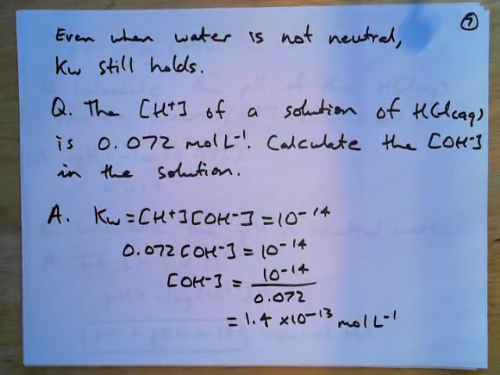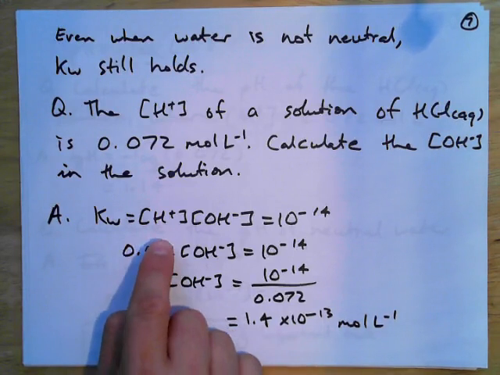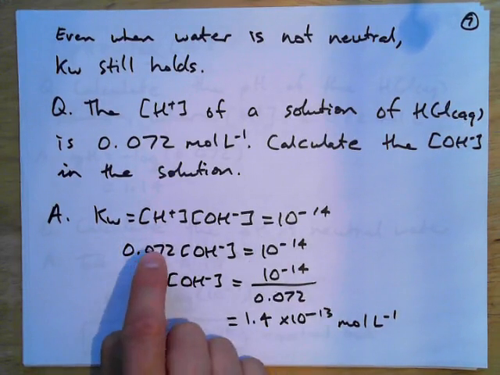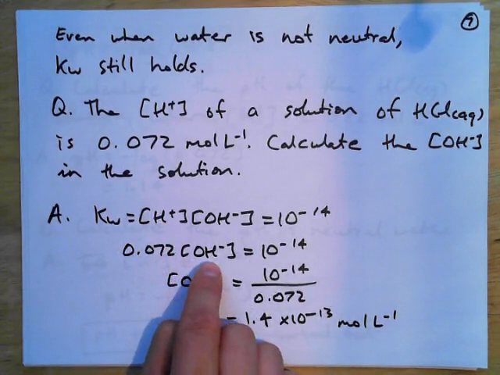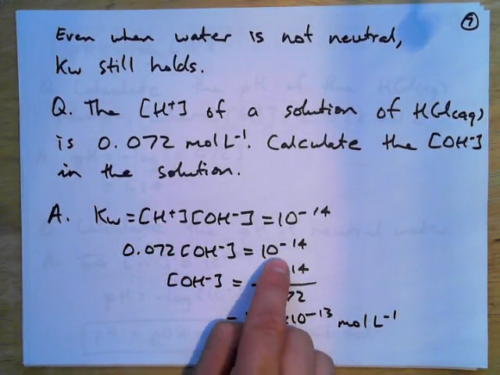Question: the H plus concentration of a solution of HCl aqueous is 0.072 moles per litre. Calculate the OH minus concentration in the solution. So again, we write out a Kw like this. Now I can put in the concentration of H plus, which is 0.072, and I've got my hydroxide, which I don't know, and that equals this water product.